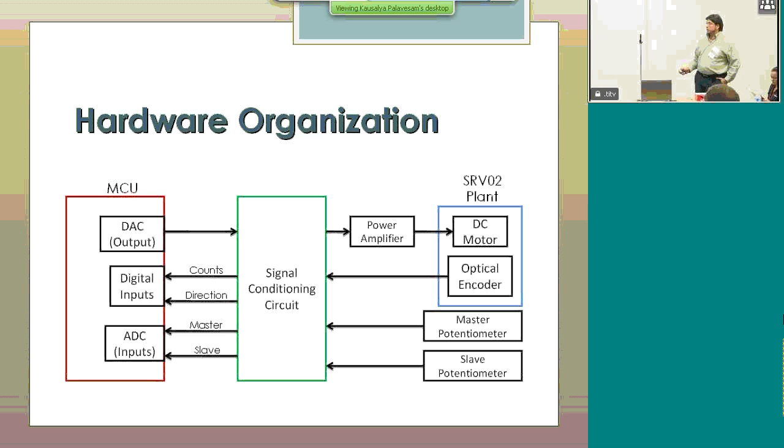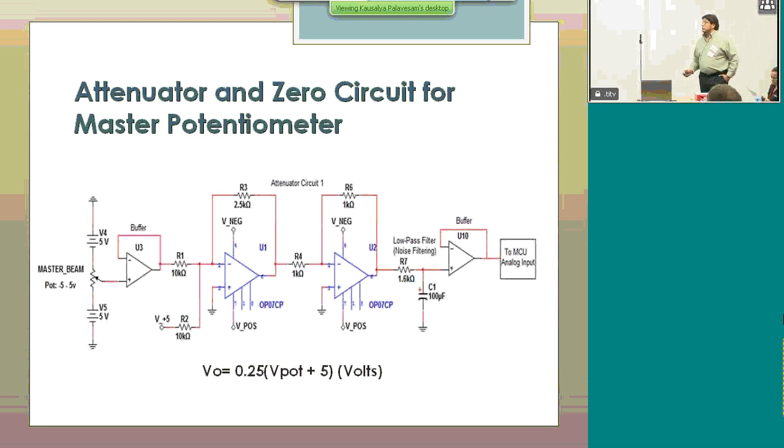So the hardware, the way it's organized, is a microcontroller, the digital to analog converters, the digital inputs, and analog to digital converter inputs, and a signal conditioning circuit, and we have a power amplifier for the motor. The optical encoder is fed through the digital inputs, and the potentiometers are read by the analog to digital converters.